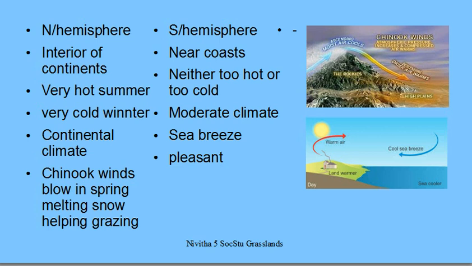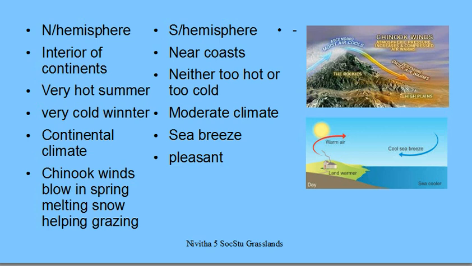This is a pictorial representation of Chinook winds. You have Chinook winds in the prairies. They blow in spring, melt the snow of the Rockies and help the grazing of the animals. This is a characteristic of the prairies in the northern hemisphere, North America.